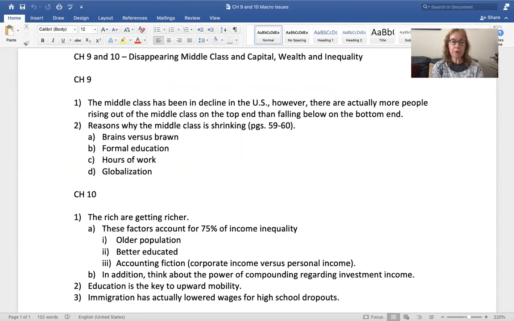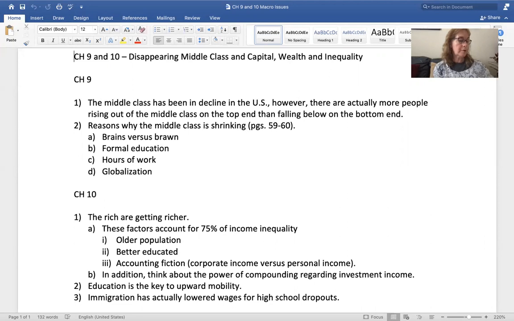Now, you may have heard in the popular press how the middle class is disappearing. Well, there's not really an exact definition of the middle class, but if you look in the paperback textbook on page 57, they give you a definition. They say that in 2016, for example, the median income for a family of 3 was 63,000.